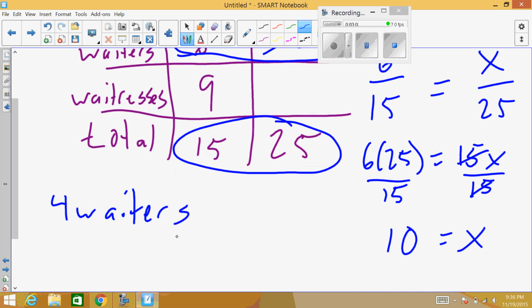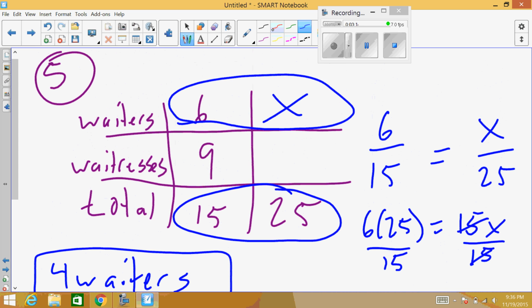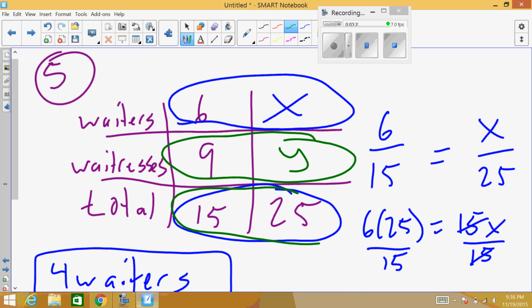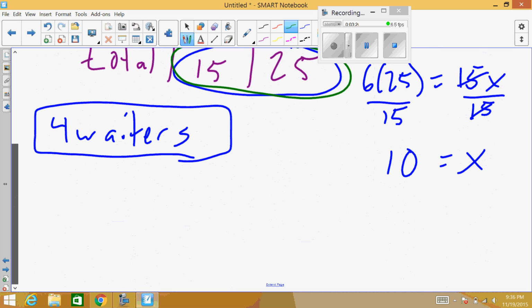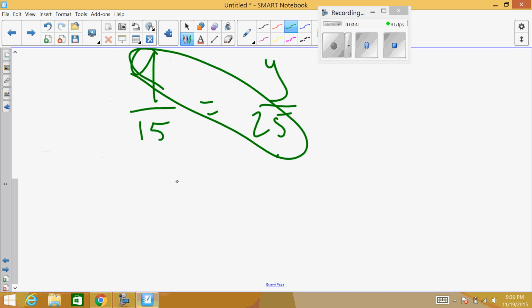Now, I'm not so sure that I don't want to check this somehow. So I'm going to go back up to my tic-tac-toe board. And I'm going to say, well, let's put Y here for waitresses. Now I use my full row with my 9 and my Y, my 15 and my 25. So my new proportion for waitresses, 9 on top, Y on top, 15 on bottom, 25 on bottom. Okay, same thing. We're going to cross multiply. 9 times 25, let's see, that is 225 equals 15Y.